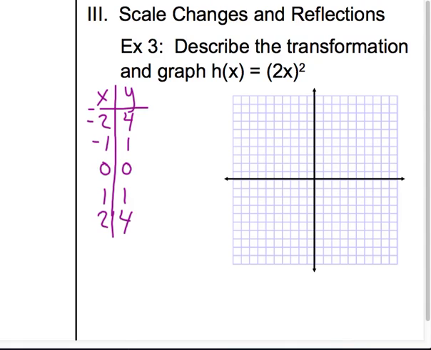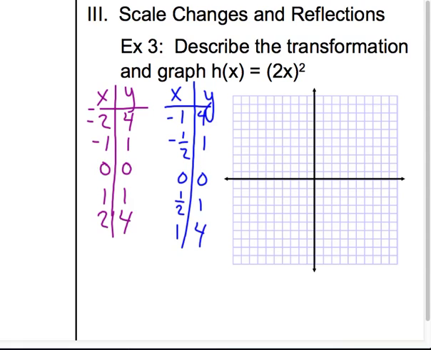So what I'm going to do is take all of my x values and multiply them by half. Again, the opposite or the reciprocal of what's in the parentheses. So the -2 becomes a -1. The -1 becomes a -1/2. 0 stays 0. 1 is 1/2. And 2 becomes 1. Because it's a horizontal stretch or a horizontal scale change, none of the y values are affected. So all of my y values remain the same.